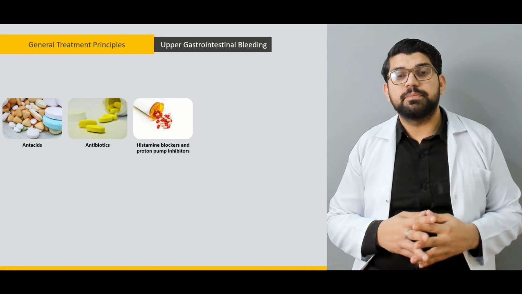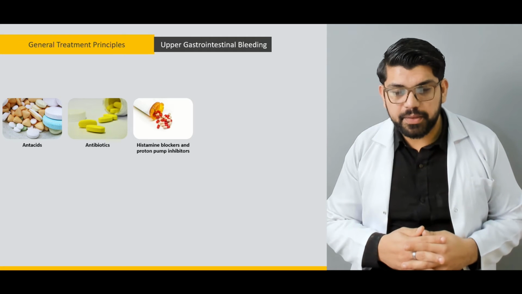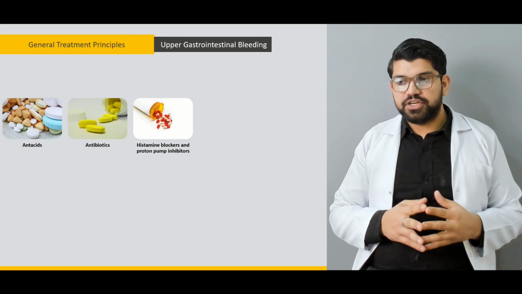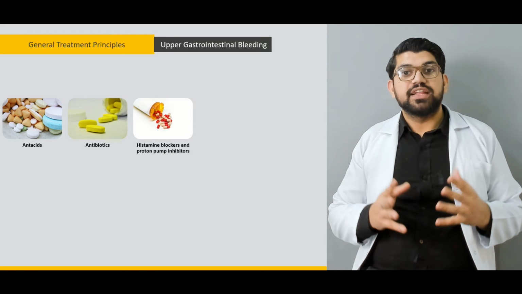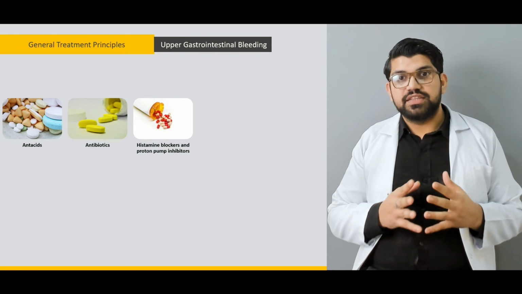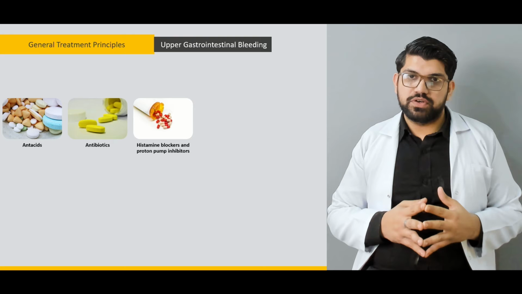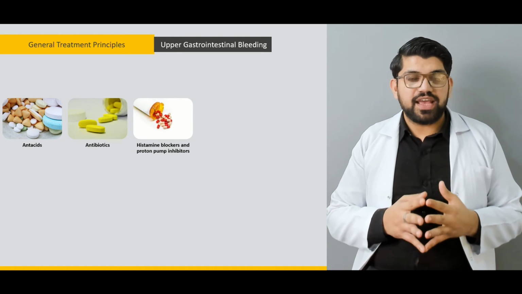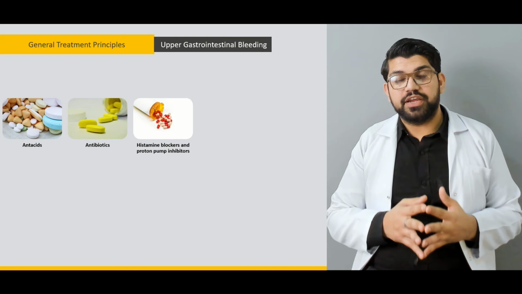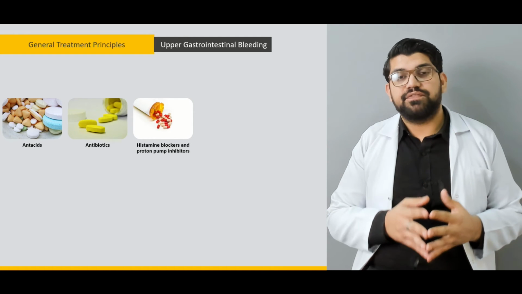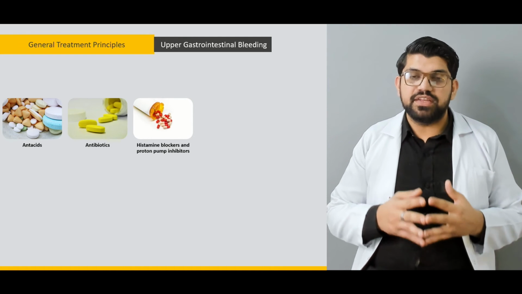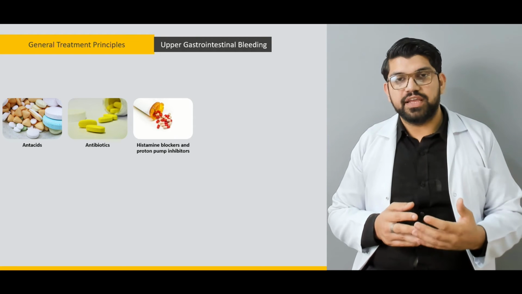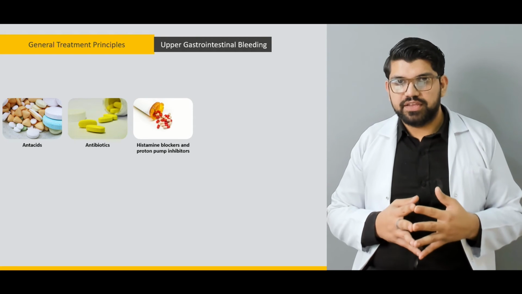Moving on to histamine blockers and proton pump inhibitors. These are widely used and highly recommended in patients with upper GI bleed. They decrease the secretions of the gastric mucosa, which does not have an active role in stopping the bleeding at that very moment, but with the decrease in acid secretion, it helps to prevent further bleeding in the future from the gastric mucosa.